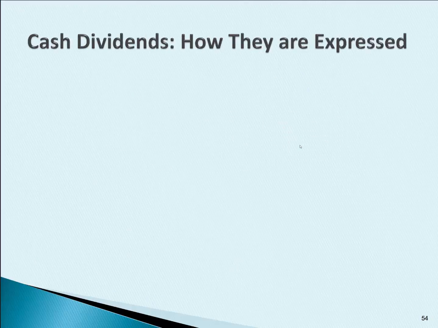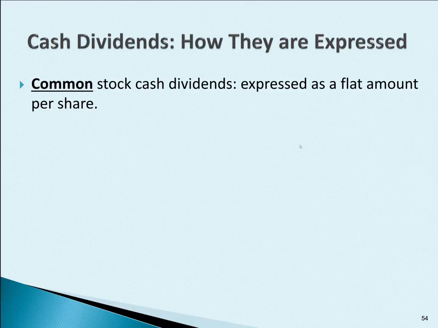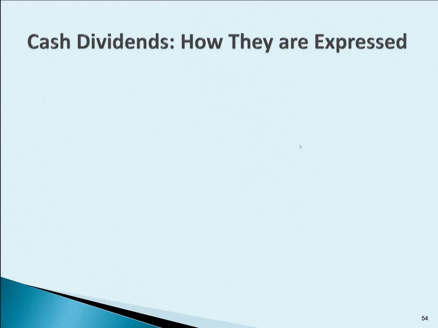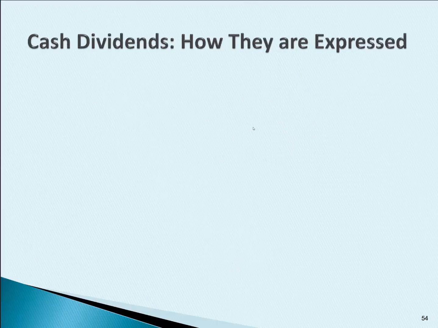So let's see how cash dividends are expressed. So for common stock dividends, it's pretty simple. The dividends are expressed as a flat amount per share. For example, it might be 20 cents a share. Let's go back to the previous example. This is for the common stock. It doesn't say that it's for the common stock, but it is. Notice it just tells you the dividend is simply 12 cents per share.